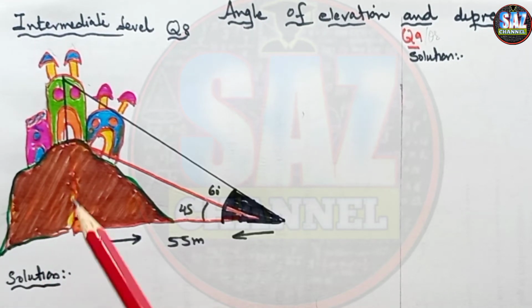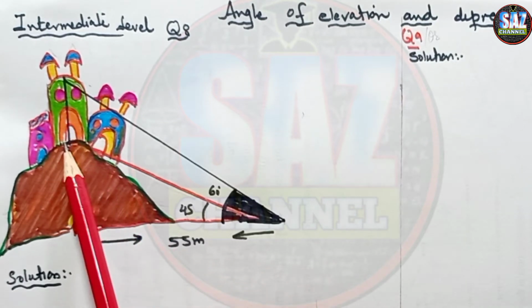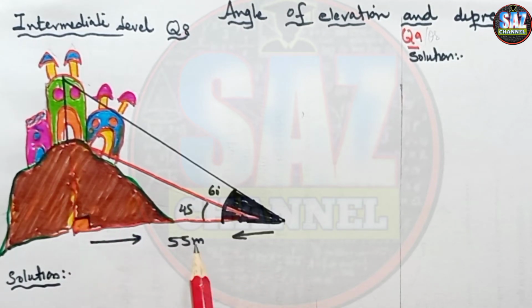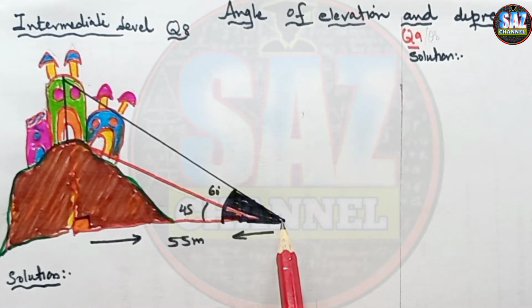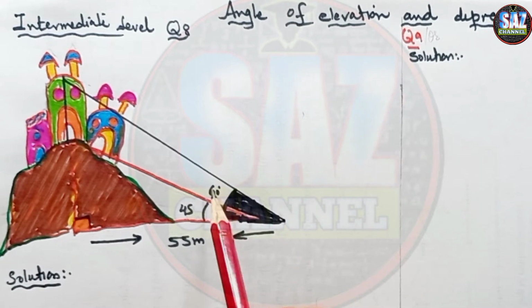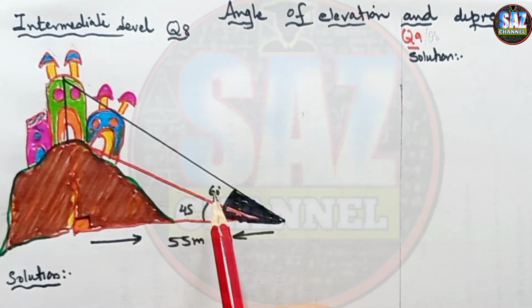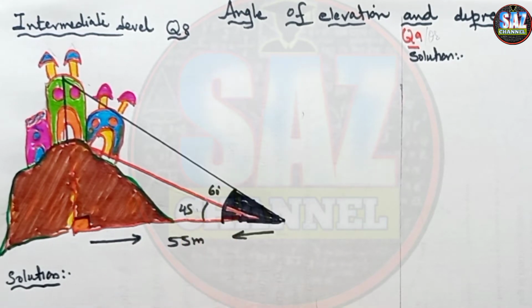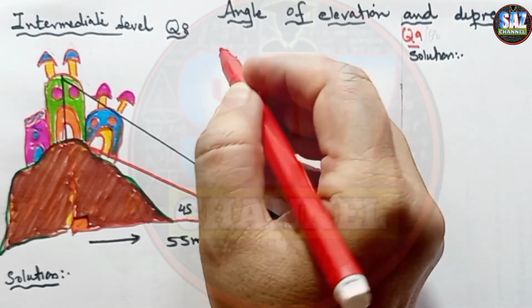Okay, now try to understand the question. The castle is standing at the top of the mountain, and 55 meters is the distance from the foot of the mountain to the point on the ground, and 60 degrees and 45 degrees are the angles of elevation of the castle and the mountain. Let's first make the rough sketch here and try to understand the question in the form of geometry as well. Basically we are having two triangles with us.